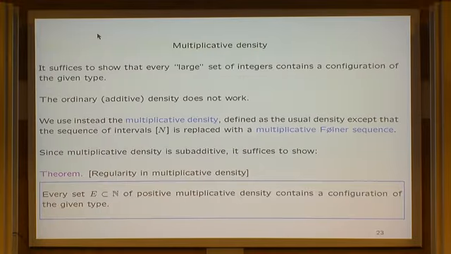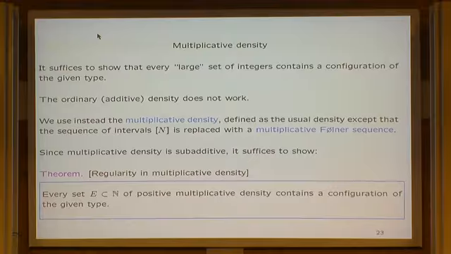In this kind of problem, it's very difficult to prove that an equation has a solution when I make a partition. A classical method is to prove the same result but in density: if a set of integers is large, then it contains a configuration. Large to be defined. A classical notion of largeness is the additive density, but it apparently doesn't work. Then we use multiplicative density. Okay, what is multiplicative density?